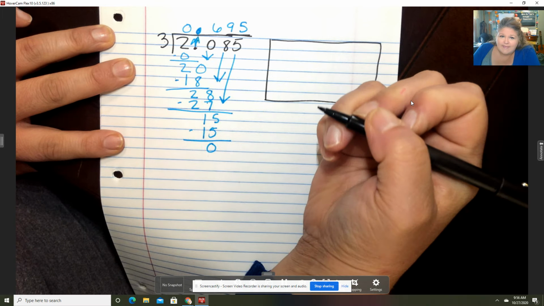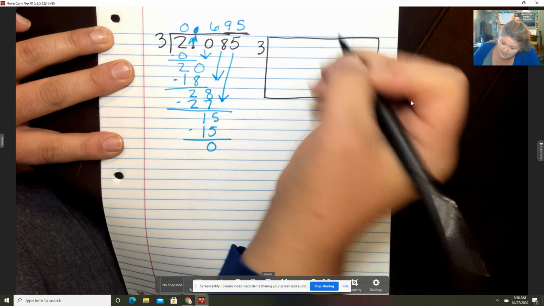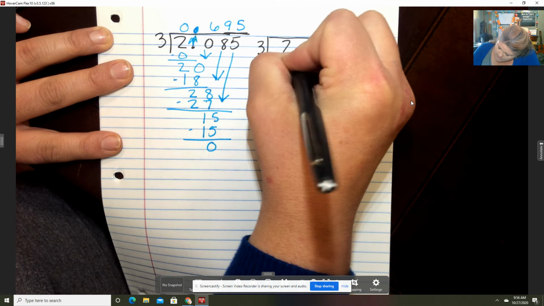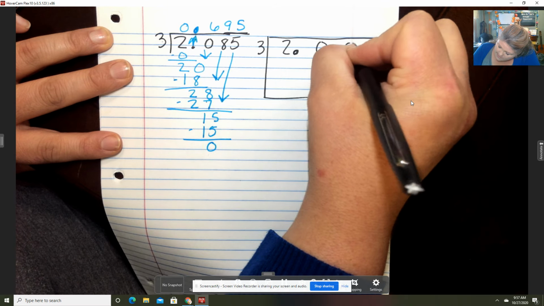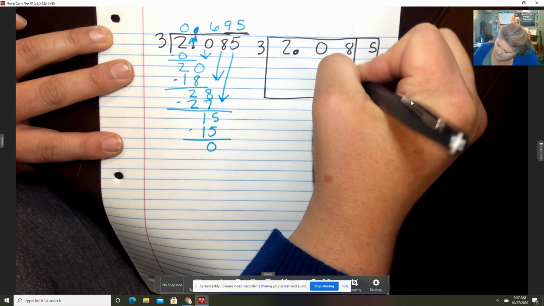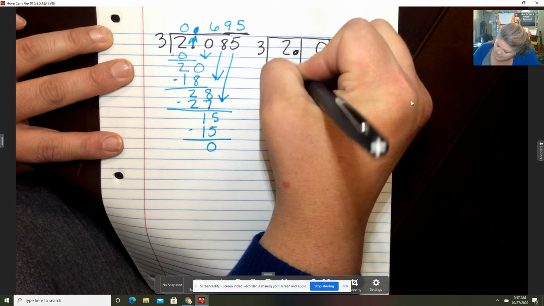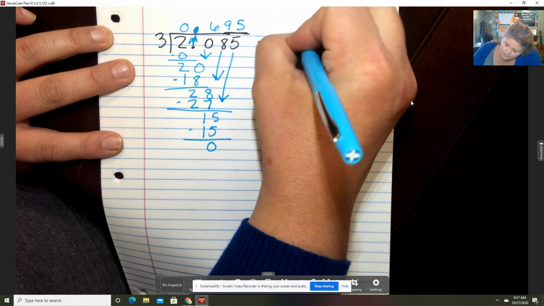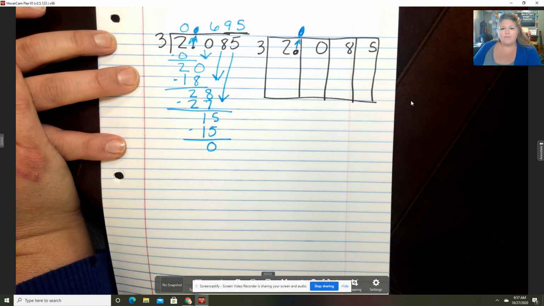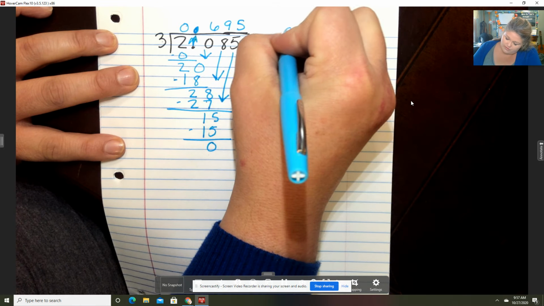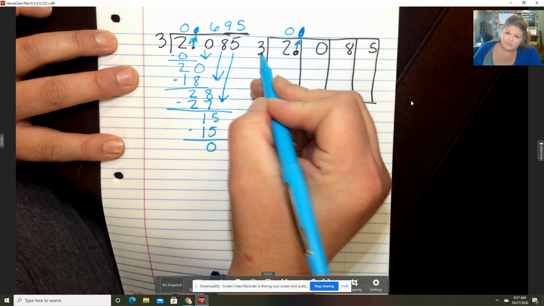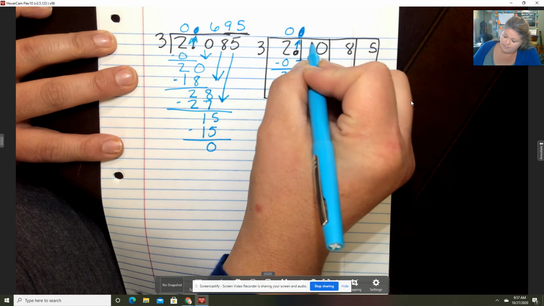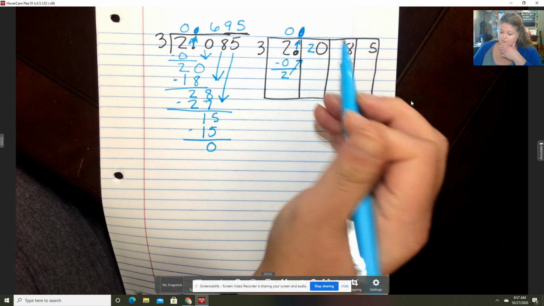I'm a little close on this side. Whoopsie daisy. All right, so we're going to put the 2, 8, 5. All right, guys, what's my first rule? Bring up that decimal. How many times will 3 go into 2? It won't. So we say 0 times 3 is 0, and that's 2. Bring that up. How many times will 3 go into 20?